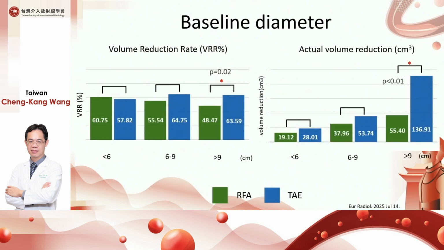So we also divided the patients by the maximum diameter of the huge thyroid nodular goiter. A similar trend was also seen, where large nodules exhibit a reduced volume reduction rate in the RFA group. Notably, in subgroups with maximum diameter exceeding 9 centimeters, the TAE group exhibited a significantly higher volume reduction ratio compared to the RFA group.